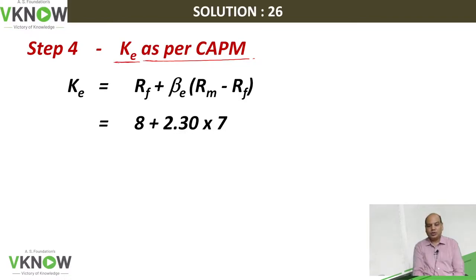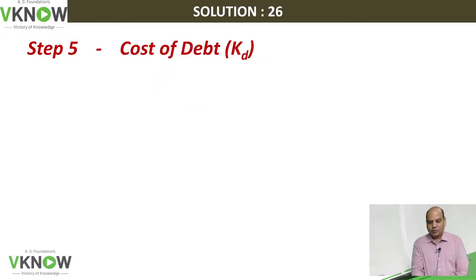Now answer please. What is cost of equity? Come on. Cost of equity is 24.1% approximately. Is it 24.1% approximately? Yes, very good.